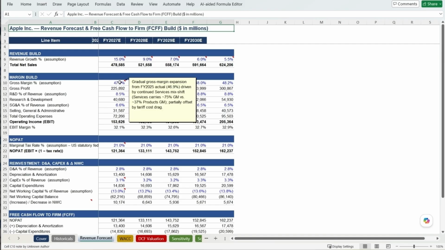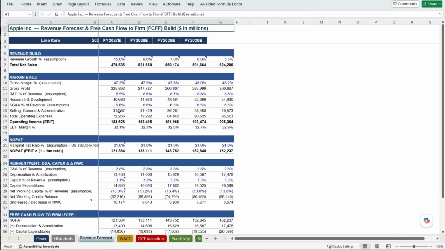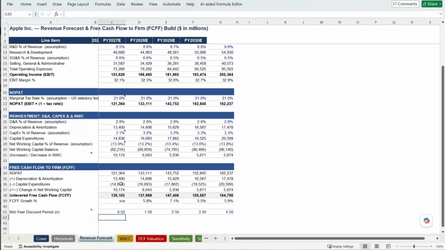Then we have the gross margins. So it has given the comments around why gross margins is 47% for 2026. We have the capex forecast, working capital requirements, etc. And then it has also given us the mid-year discount factor adjustment.